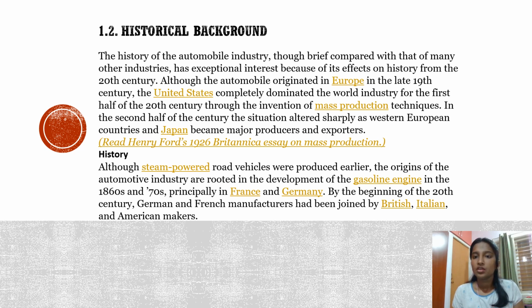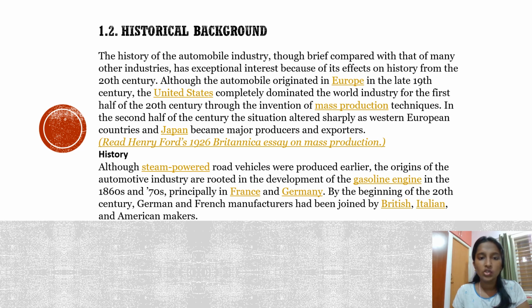The Europeans were the first to organize the automobile industry, but the United States completely dominated the world in the first half of the 20th century through their invention of mass production techniques. In the second half of the century, the situation altered sharply as Western European countries and Japan became major producers and exporters.